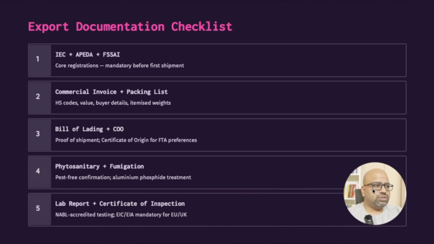Yeah. So what are the documentations that you need? You need an IEC, as usual, APEDA for your agricultural products, and the FSSAI central license. Don't miss out on that. If your CA, someone who is doing the FSSAI license for you, is not aware, please talk to him and tell him you need a central license, not the street license.